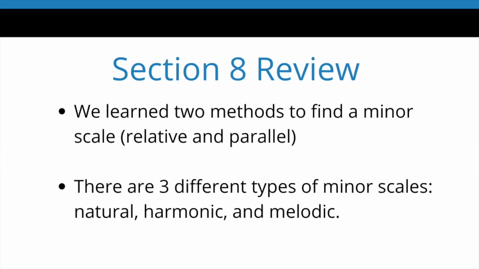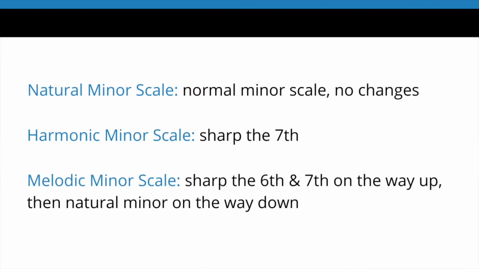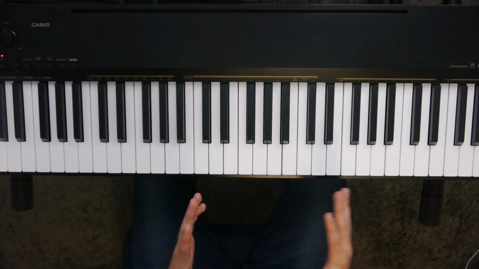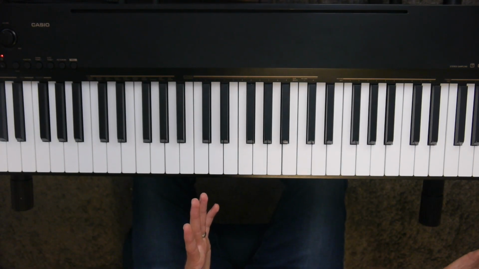Alright, now we've talked about finding the relative minor and the parallel minor, and we've talked about the 3 different types of minor scales once you're in that minor key. The first way is the natural minor, which is the naturally occurring minor scale. The second is the harmonic minor, where we sharp the 7th note to give it a little bit more pull. And the third minor scale is the melodic minor, which is different on the way up than it is on the way down.